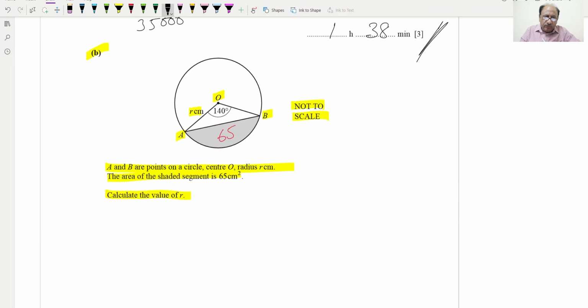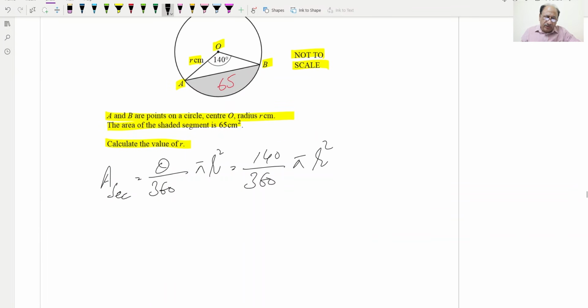So what we will be doing, we'll be taking the area of the sector. Area of the sector will give us the complete area of the sector. We know the formula: theta over 360 into pi r squared, and theta is 140, so 140 over 360 into pi r squared. Now we will find the area of the triangle and subtract it from this sector area and equate to 65. That will give us the answer.